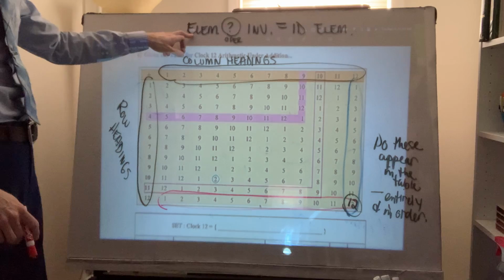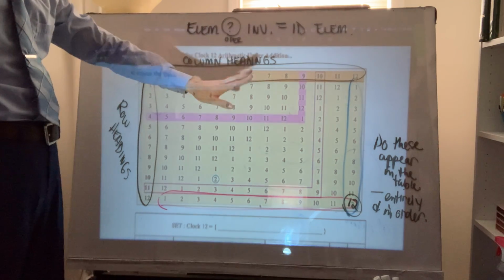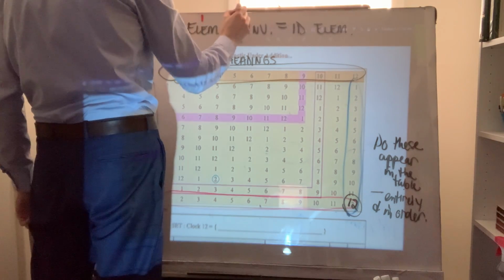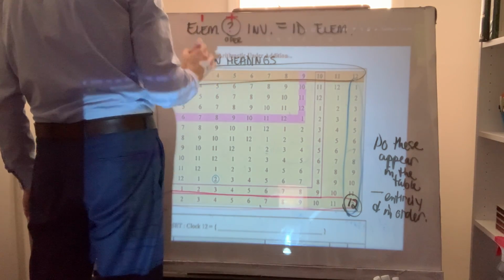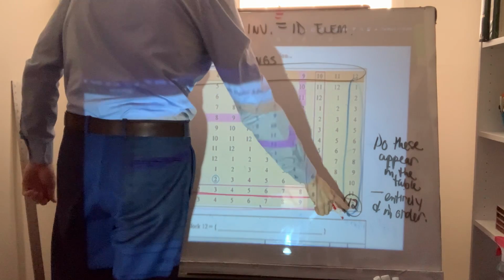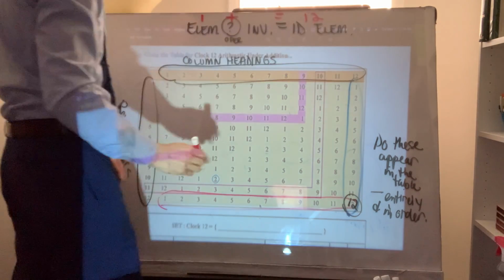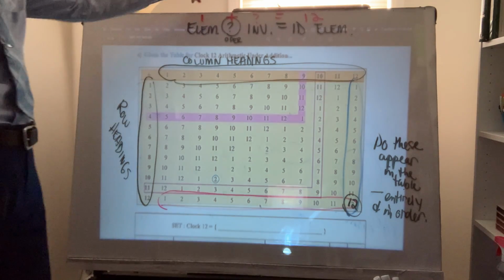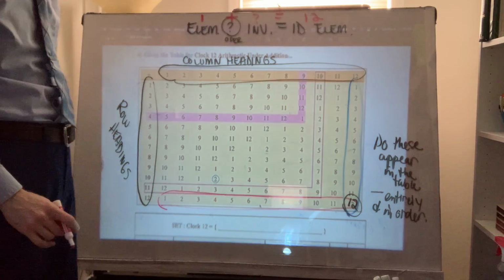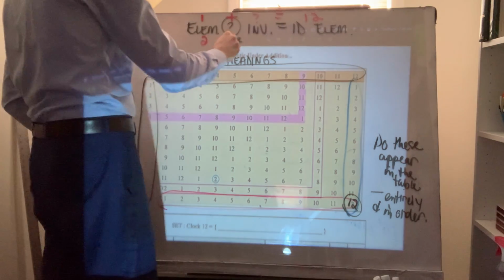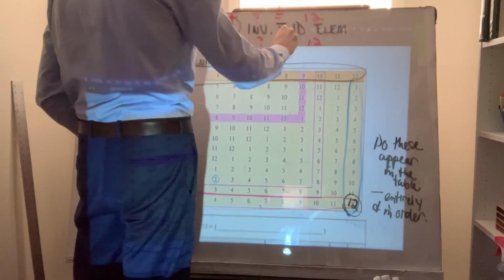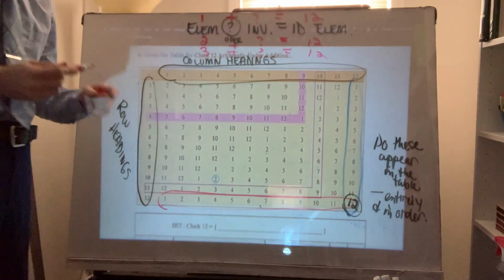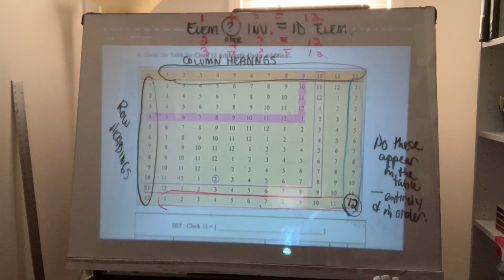If you took an element and then you combined it with an inverse, which we haven't established what the inverses are yet. Let's just take 1, for example, and the operation is plus. And we're assuming that this is the identity element 12, we can infer what the inverse would have to be. 1 plus something that equals 12. And then we would do the next one, 2 plus something equals 12. And then the next one, 3 plus something equals 12, and so forth.